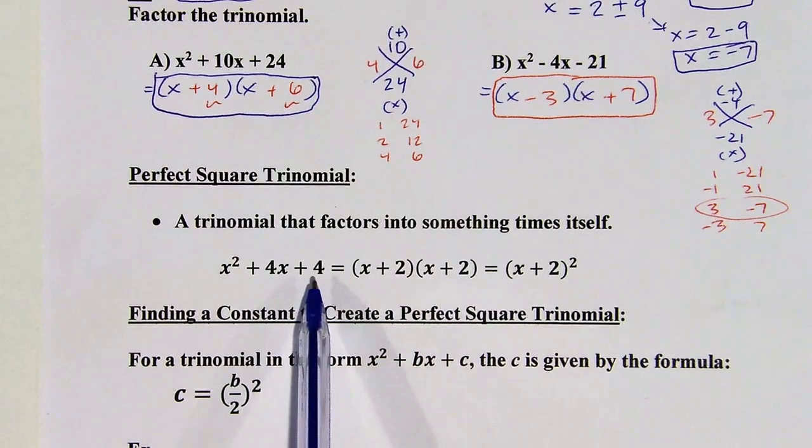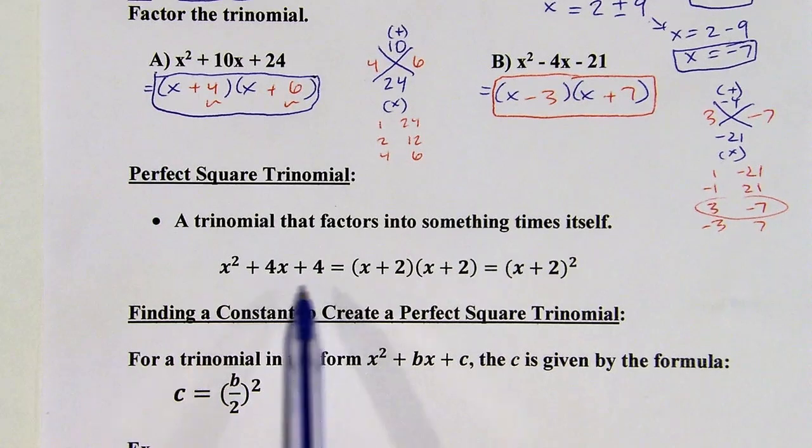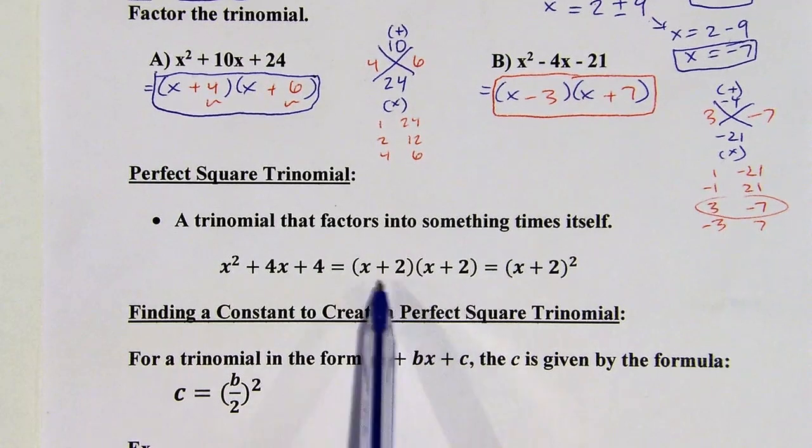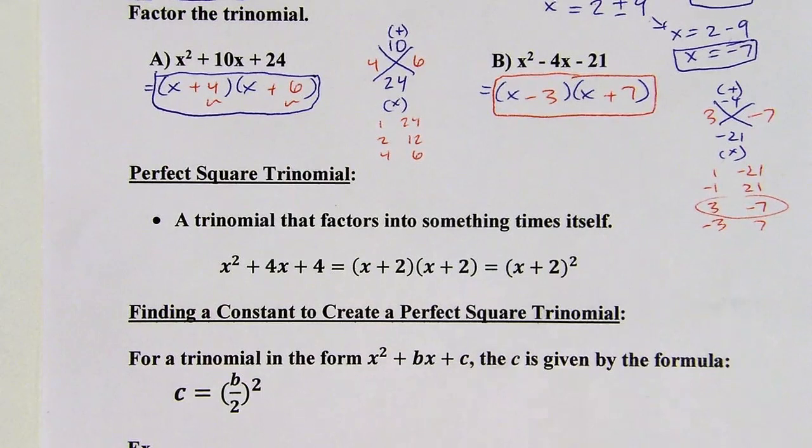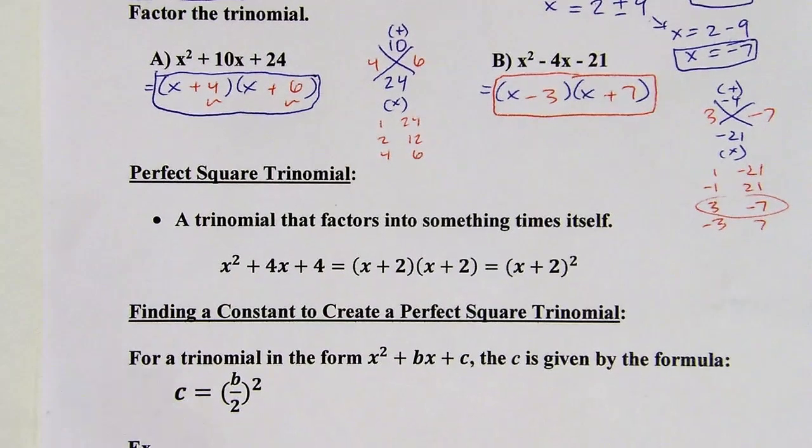So if I were to set up a diamond problem here like I did on the previous examples, I would end up with x plus 2 times x plus 2, which I could write as x plus 2 squared, the quantity x plus 2 squared. So that's a perfect square trinomial, okay?